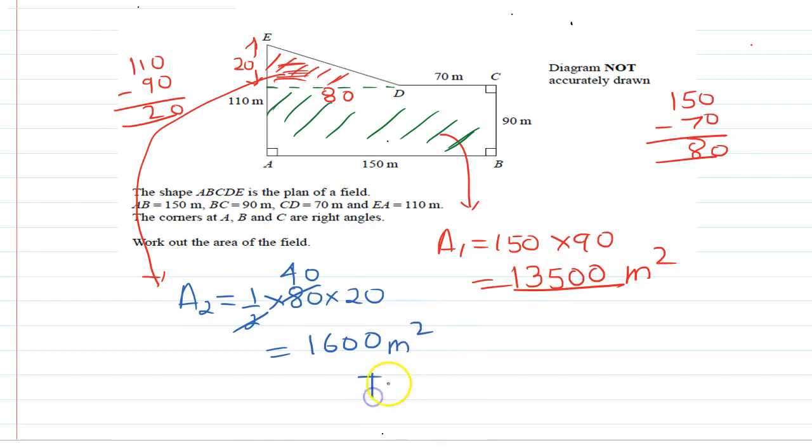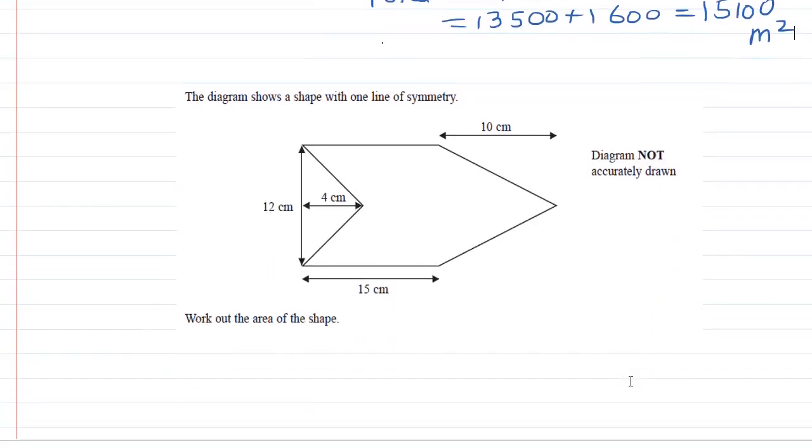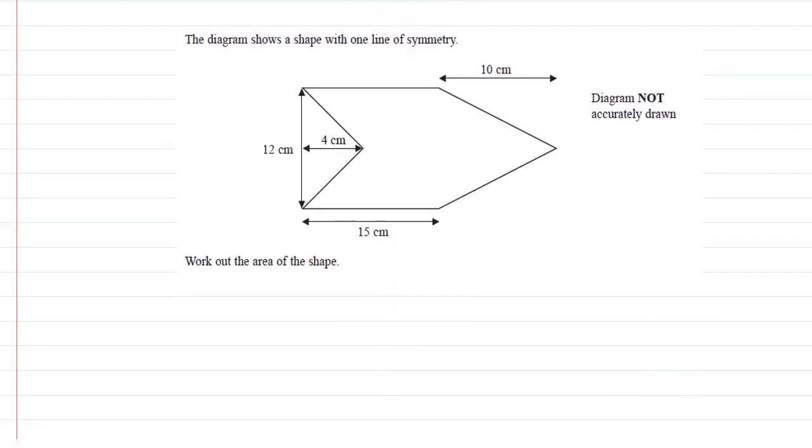So total area will be A1 plus A2. Yeah. So A1 is 13,500 and A2 is 1600. So if you add it, it becomes 15,100 meter square. Okay. So let's see another question. So another question is here.